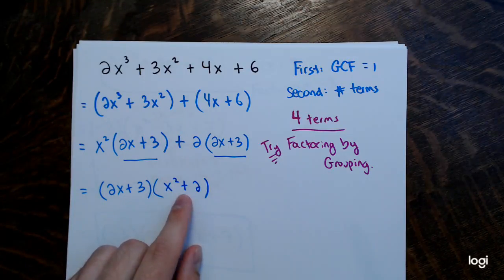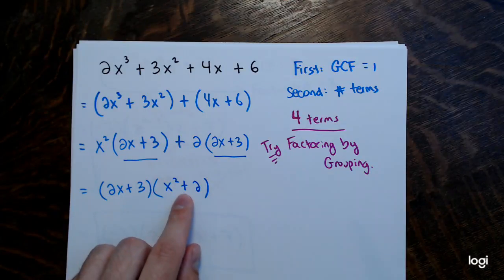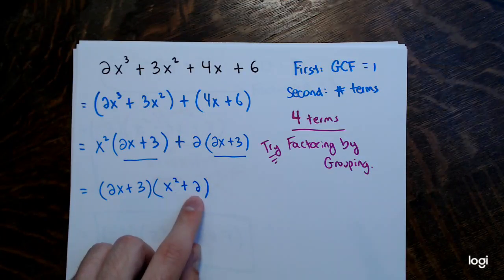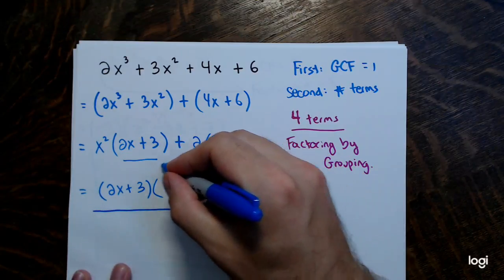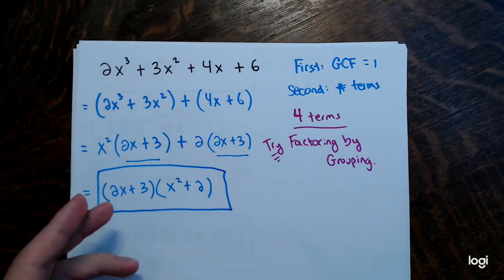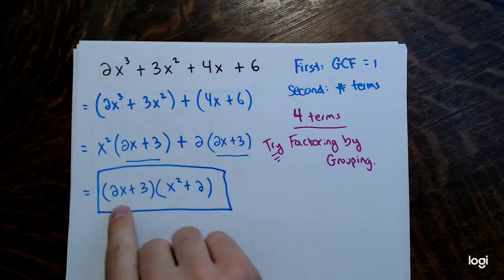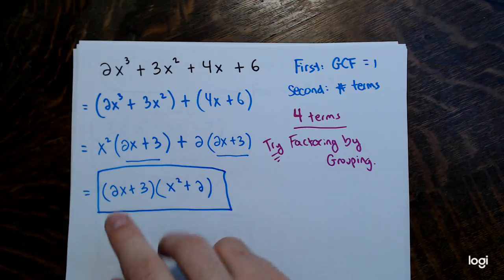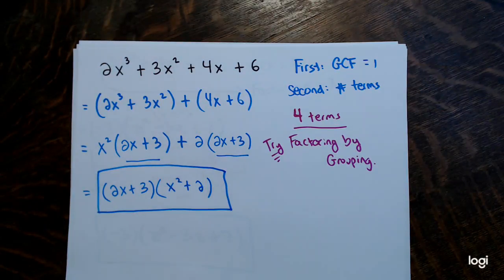Now if this was like x squared minus 4, or x squared minus 16, or some difference of squares, I could factor it further. But it is a sum, x squared plus 2, and 2 isn't a nice square anyway. So this is prime. I cannot factor this down any further. I am finished. So 2x cubed plus 3x squared plus 4x plus 6 factors to 2x plus 3 times x squared plus 2. And again, double check by multiplying. Distribute the 2x, distribute the 3, combine like terms if there are any, and you're going to get those 4 terms back. You're going to get the original back.